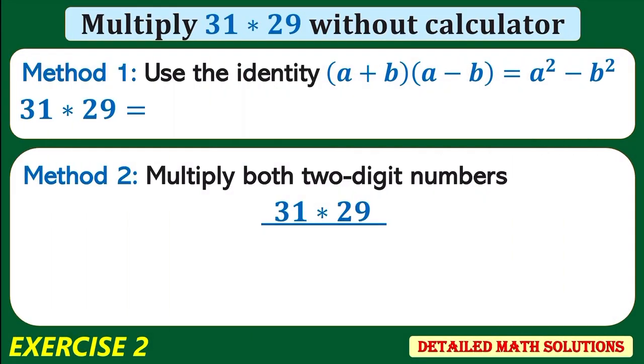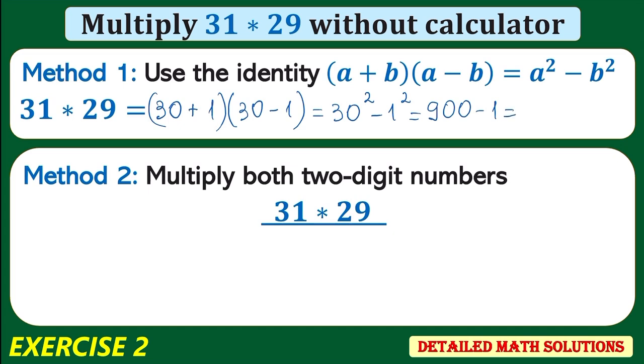Exercise 2. Multiply 31 by 29 without calculator. Again, I'm going to use the identity and write the number 31 as a sum of two numbers, and then the number 29 as a difference of the same two numbers. When I do that, this equals to 30 plus 1 in parentheses multiplied by 30 minus 1. When I apply the identity, this equals to 30 squared minus 1 squared, or I have 900 minus 1. When I subtract both numbers, I get 899.